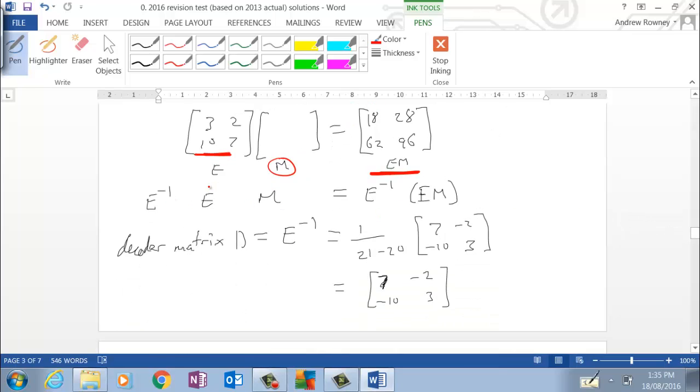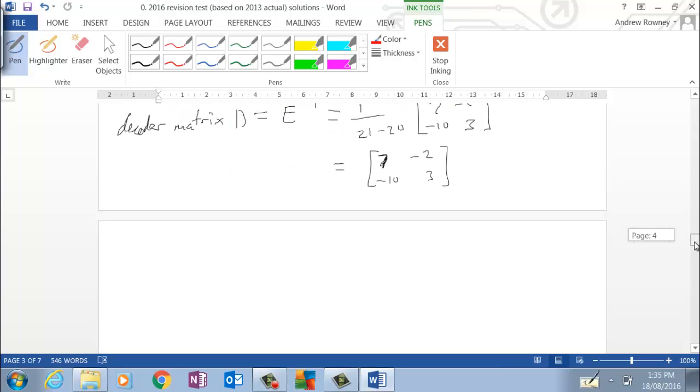So to do that, we actually pre-multiply by E minus 1 on both sides, and so that's the identity, so that means M is equal to this. So we've got to find E minus 1, so it's 1 over the determinant, and you swap the diagonals and put negative with the other diagonals, and so you've got the E minus 1 there. That's this one, and now we have to multiply by EM.